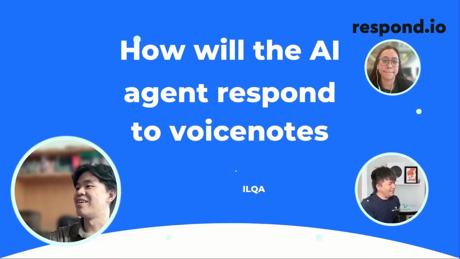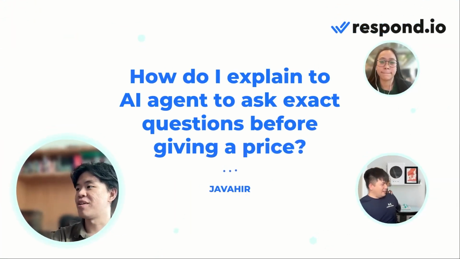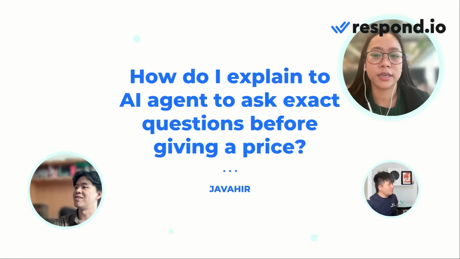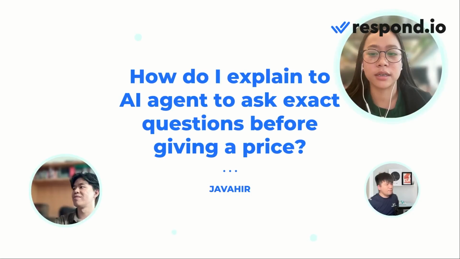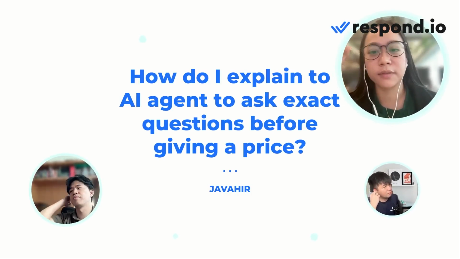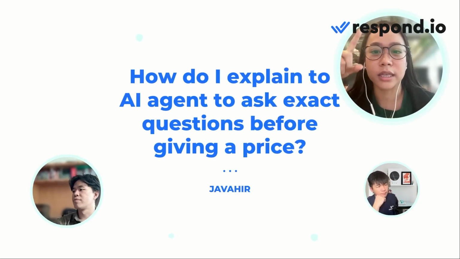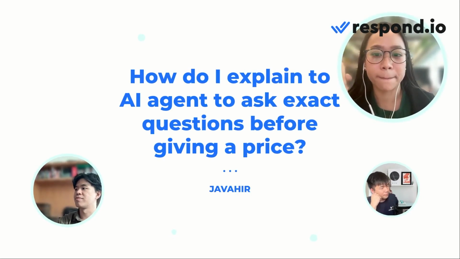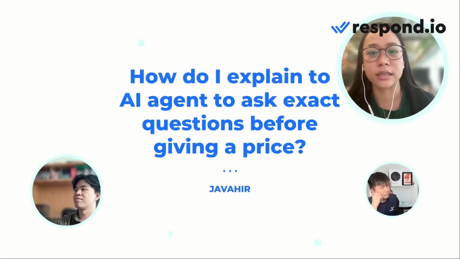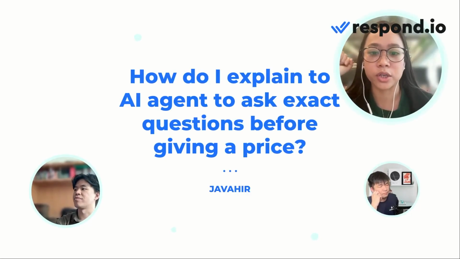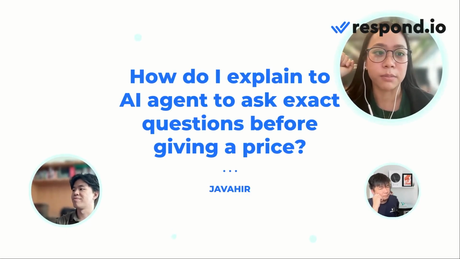Okay, next question: how do I explain to an AI agent to ask exact questions before giving a price? Oh, lead qualification. So this is part of your prompts. Within the flow that you set up for your AI agents, you can specify step 1, greet; step 2, ask these questions; and then you can put the prices in step 3 or step 4. You can specify what questions you want them to ask within the prompt itself, the instructions.